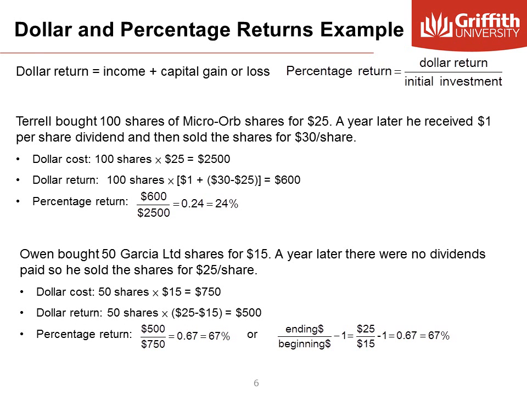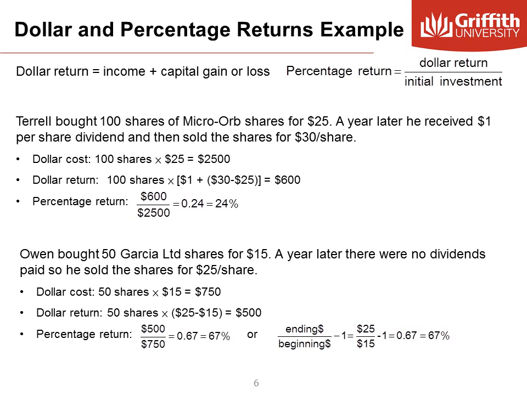Let's look at this example. Terrell bought 100 shares of MicroOrb shares for $25. A year later, he received $1 per share dividend and then sold the shares for $30 a share. Therefore, its dollar cost, the original cost, was $2,500. What is the dollar return? The dollar return is based on the dividend received of $1 plus the change in the value of the share multiplied by the number of shares, so $600. What is the percentage return? The dollar return, 600 divided by the original cost, comes to 24%.